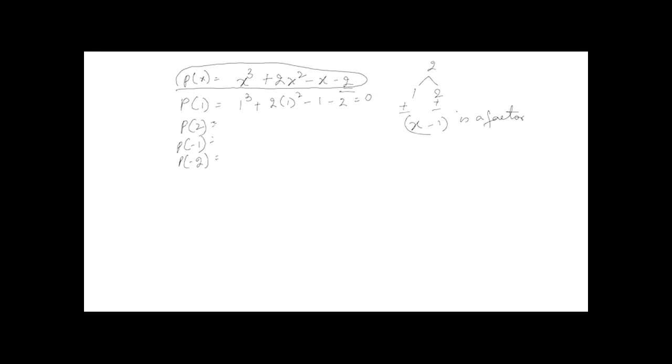Now you look for 2. 2 cube plus 2 into 2 square minus 2 minus 2. So 2 cube is 8. This is 8 minus 2 minus 2. Do you get 0? No, ma'am. Not equal to 0. Leave it. Now you can do P of minus 1.